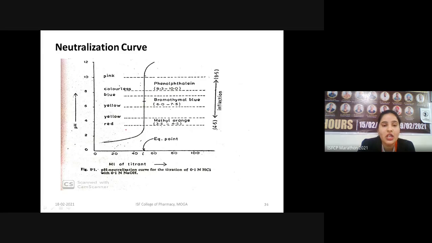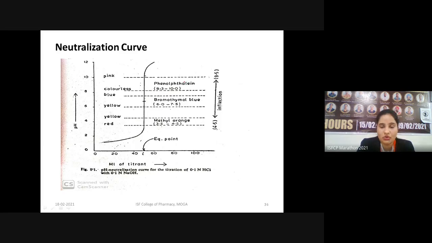So these are the different indicators which we can use for acid base titrations. Methyl orange shows color variation from pH 3.5 to 4.5. Bromothymol blue shows color variation at pH 6 to 7.5. And phenolphthalein shows color variation at pH interval 8.3 to 10.